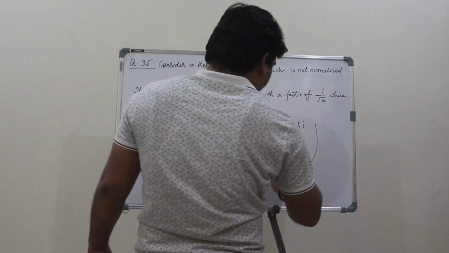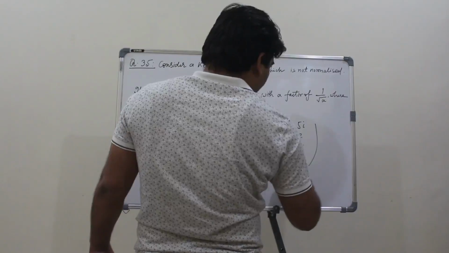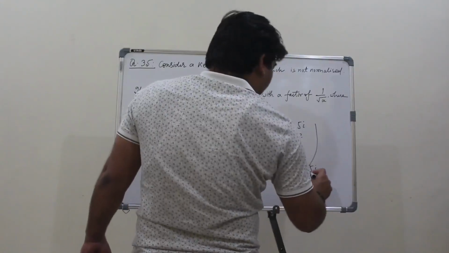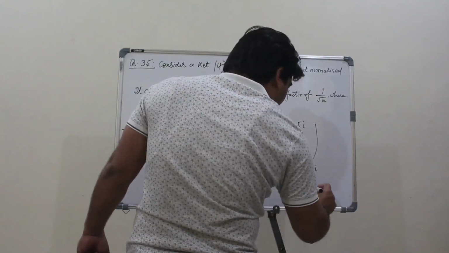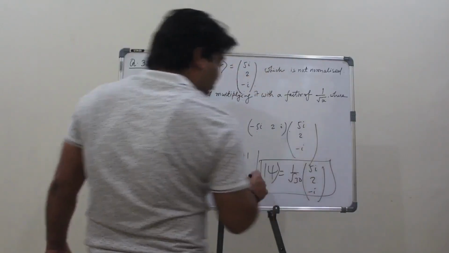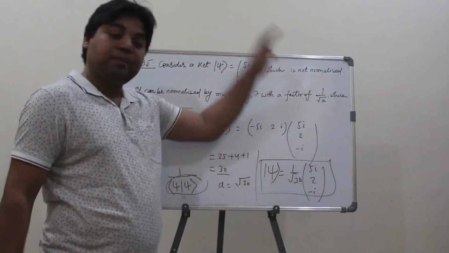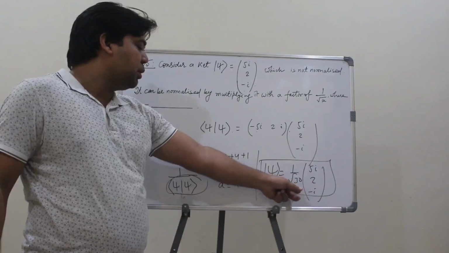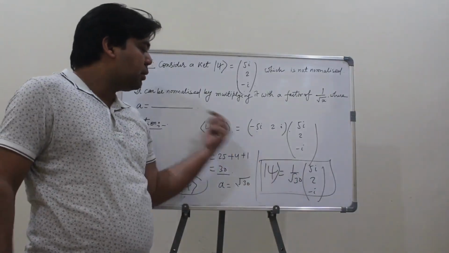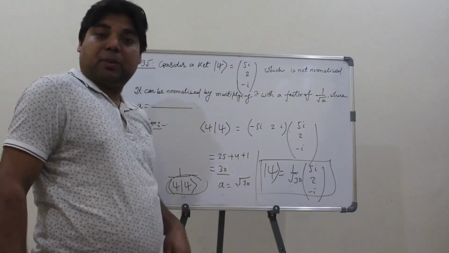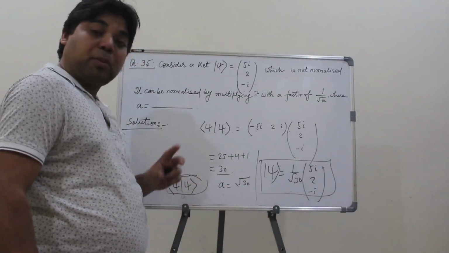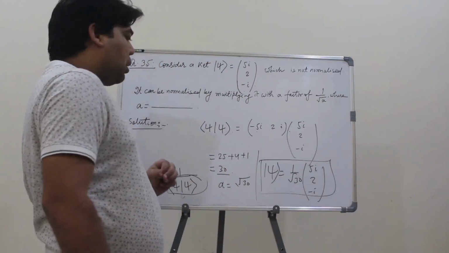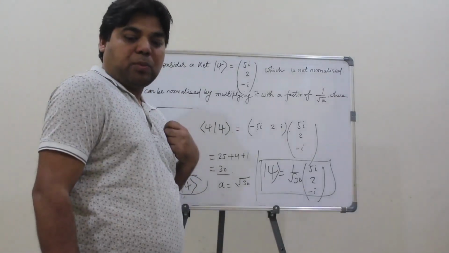So the wave function psi will be 1 upon root 30 times (5, 2, minus i). So this is simply the normalization factor. If you divide by it, it will normalize the wave function. It will give you the probability as unity. So this is all we have. Now we will come with some more problems in the next lecture.